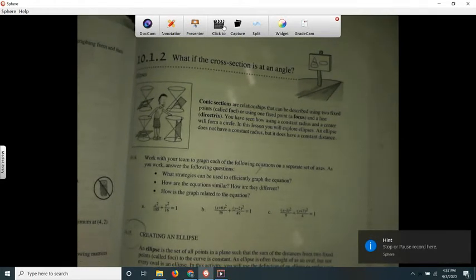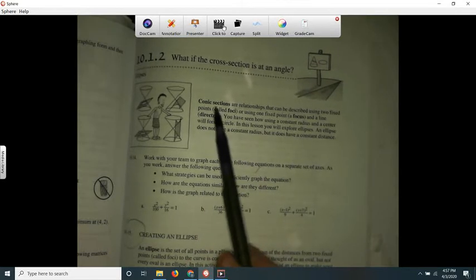Here's the pre-calc lecture for 10.1.2, and it is going to be about the ellipse. One of our conic sections is an ellipse, and it says conic sections are relationships that can be described using two fixed points called foci, or using one fixed point, a focus, and a line, the directrix.